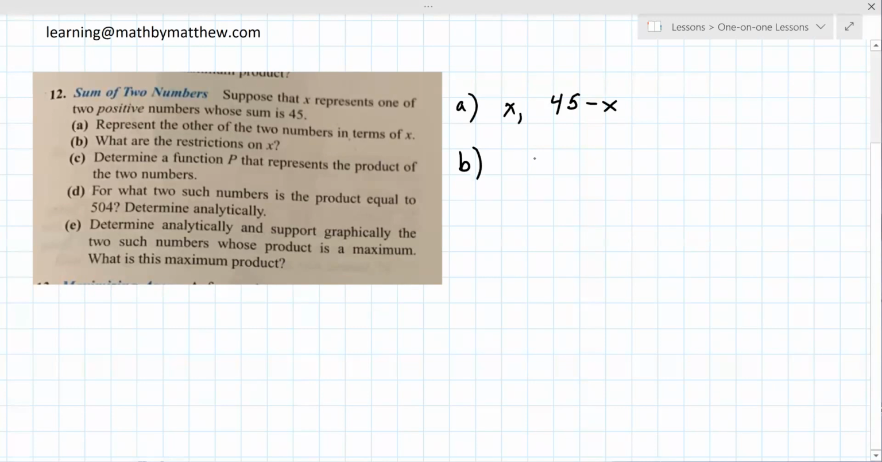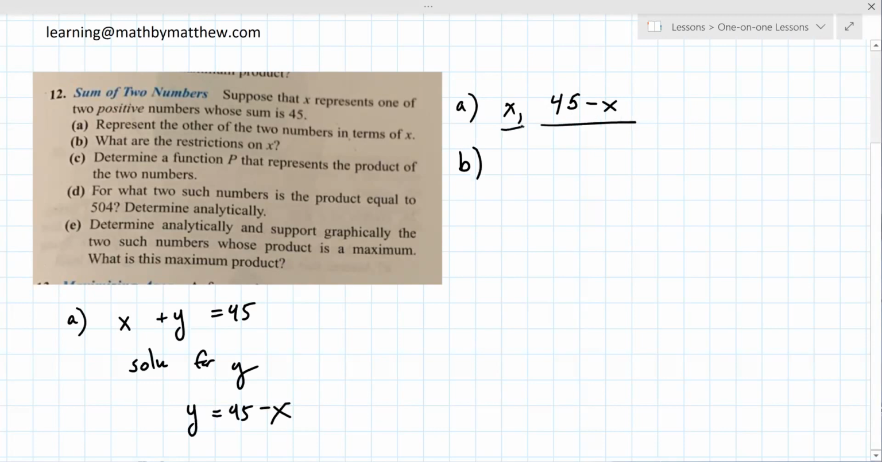Okay, so the way you start part A, I'll just start it down here, is you would say, okay, x is one of the numbers, and maybe y is the other number, and that's 45. If you solve for y, you get y equals 45 minus x, and that's why it's the second number. Oh, I see. Okay, so the restrictions here is that x has to be greater than 0, because it says that they're both positive, and then 45 minus x has to also be greater than 0.